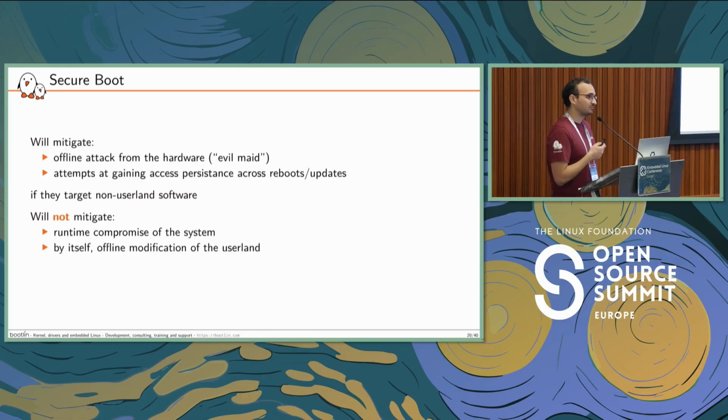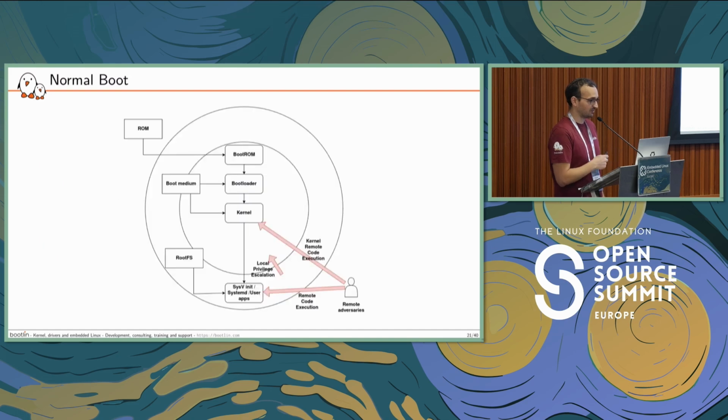What it will not mitigate is the software getting pwned, essentially. So if somebody found an RCE, or remote code execution, or a buffer overflow somewhere, they can still exploit it. And this is not going to help at all. And it's also not meant to verify the userland. So that's also not going to help for userland.